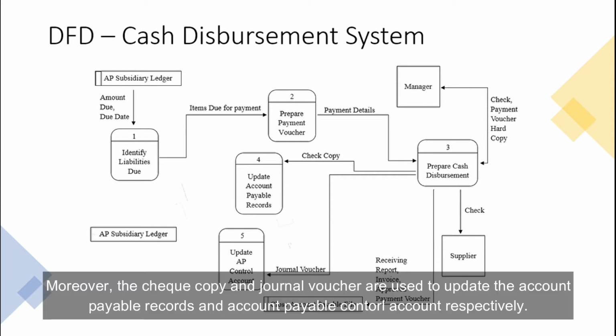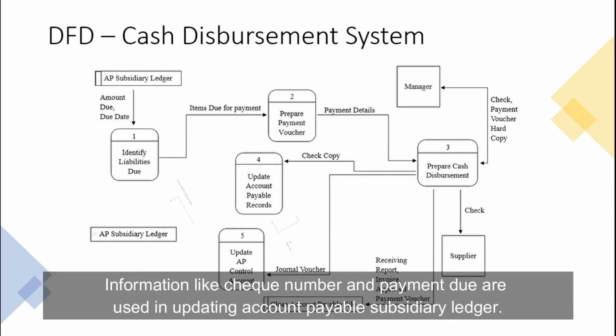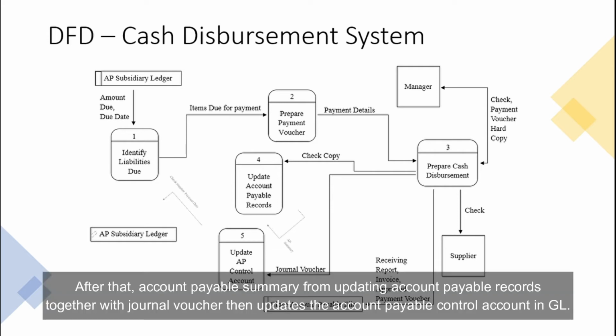Moreover, the check copy and journal voucher are used to update the account payable reports and the account payable control account respectively. Information like check number and payment due are used in updating account payable subsidiary ledger. After that, account payable summary from updating of account payable reports together with the journal voucher then updates the account payable control account in general ledger.